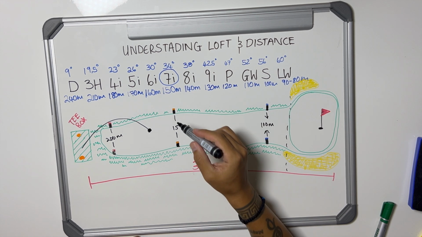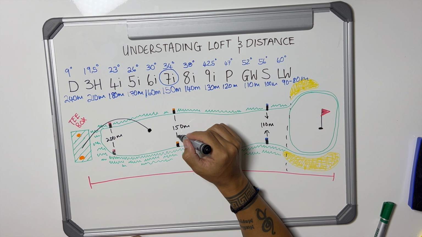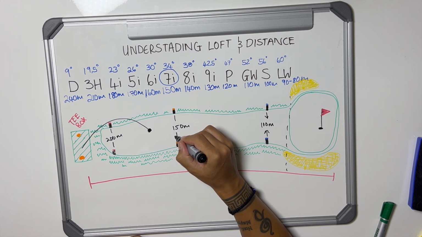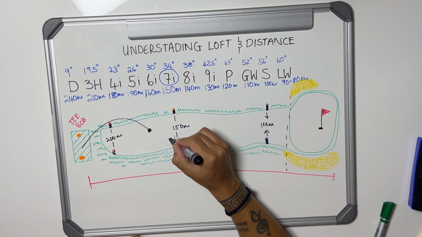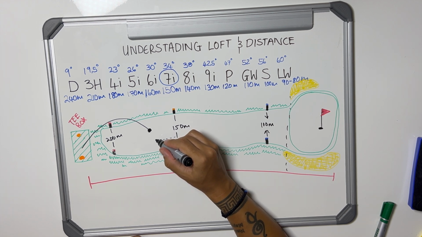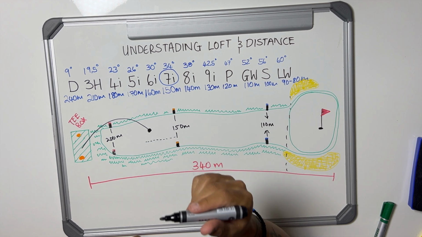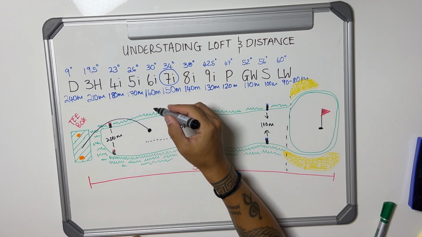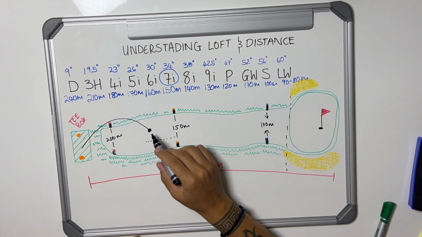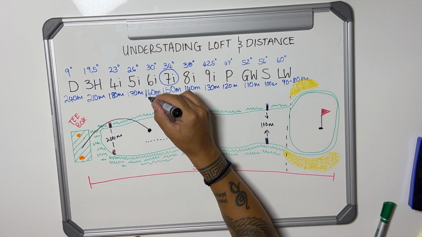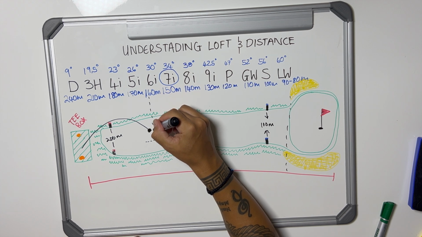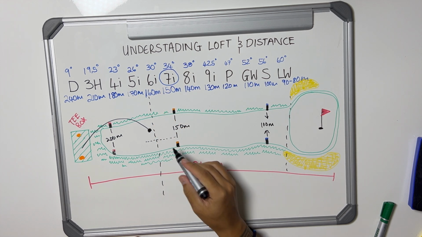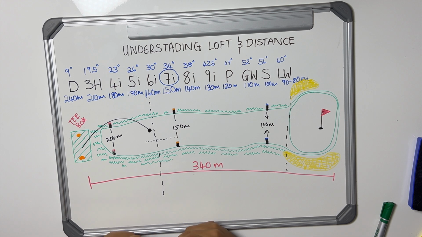Now I look for these markers, okay? And I'll walk to these markers, right? And then I'll take a step by step. 1, 2, 3, 4, 5, 6, 7, 8, 9, 10, for argument's sake, right? Then I know, okay, 150 plus 10 is 160 meters. So I'm still 160 meters away from the hole, if that makes sense.